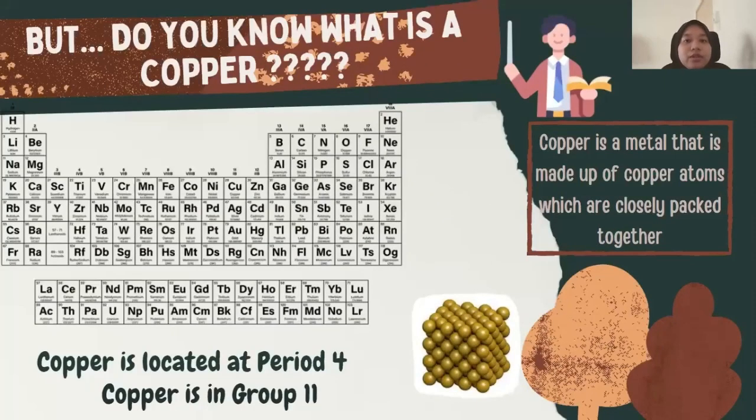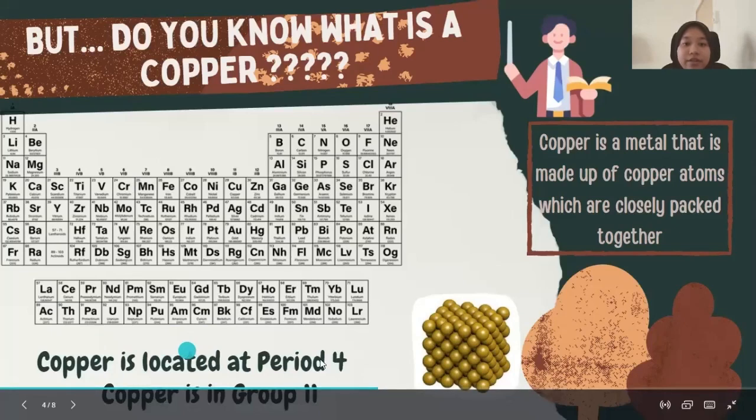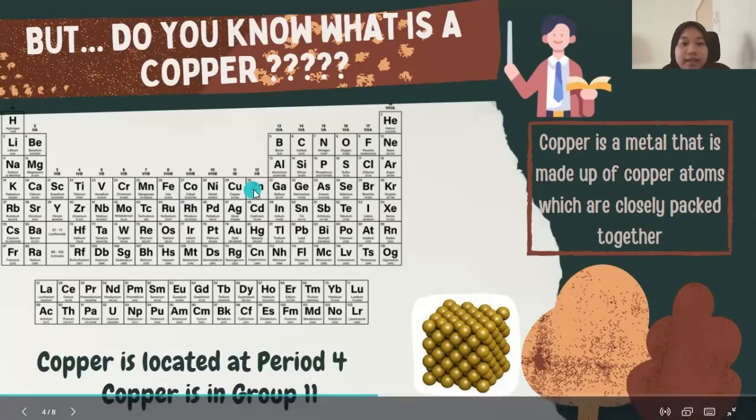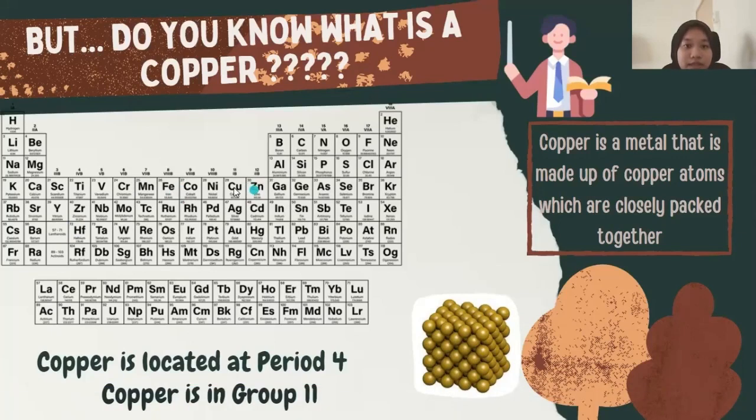Next, you need to know what is copper. Copper is a metal that is made up of copper atoms, which are closely packed together. If you are wondering about the position of copper atoms in the periodic table, copper is located at period 4, and copper is in group 11. So here, this is copper. That is the position of copper in the periodic table.